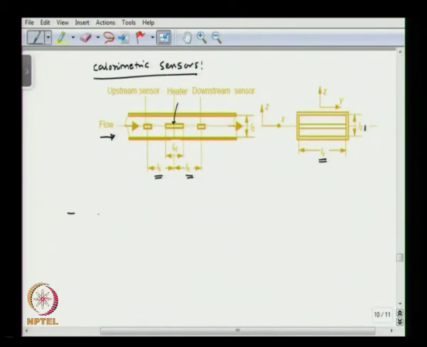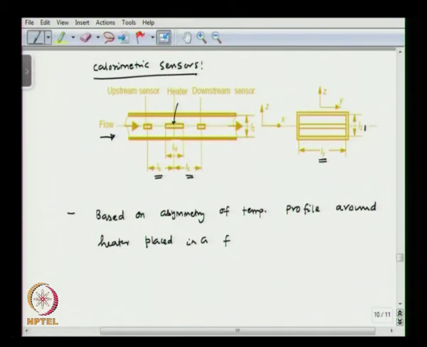So, it is basically based on the asymmetry of the temperature profile around a heater placed in a flow field. Okay. And the asymmetry is going to be modulated by flow rate.